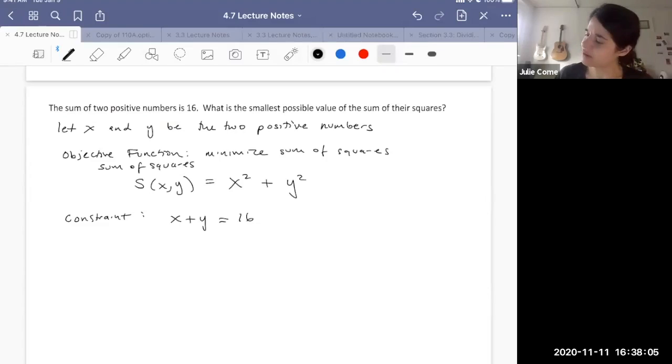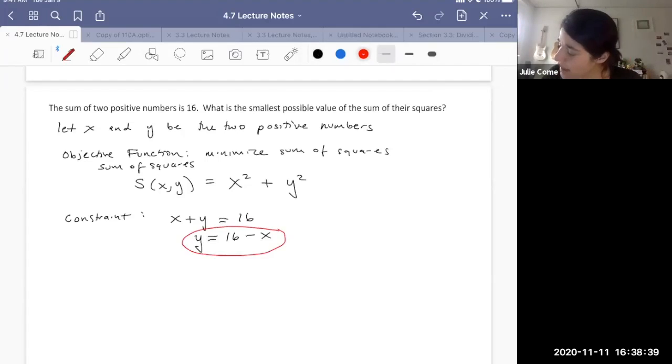This is nice because now I can take my constraint equation and isolate y, to come up with an expression I can substitute for y in my objective function. If I subtract x from both sides, I end up with the same constraint in a different form: y has to be equal to 16 minus x. So now I'm ready to substitute for y in our objective function.